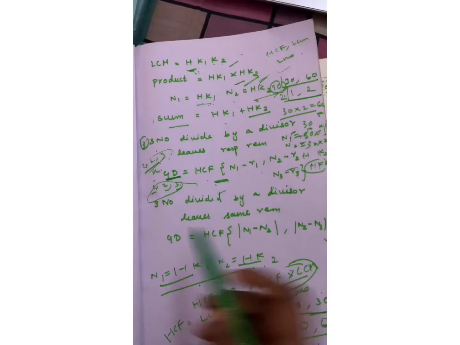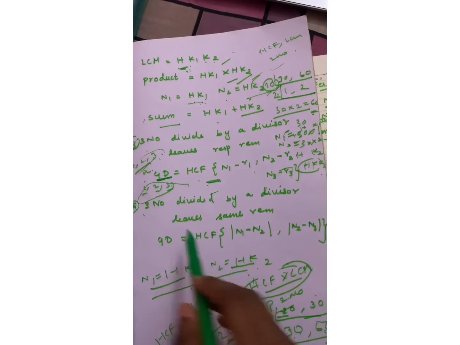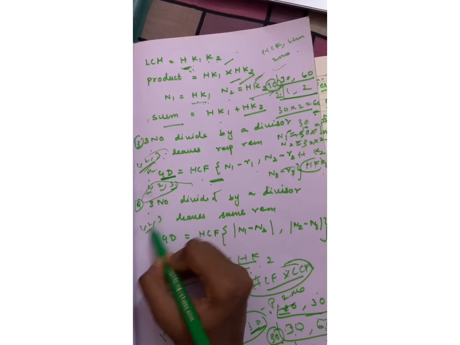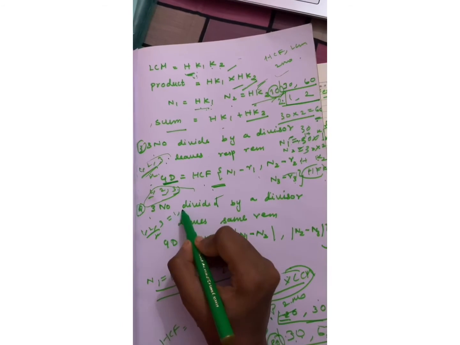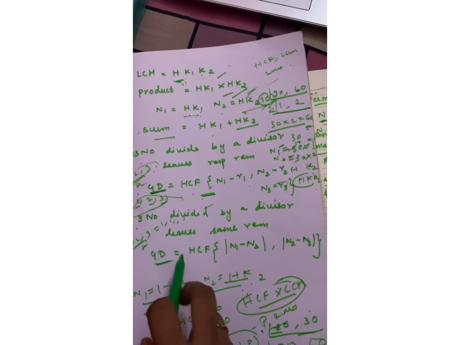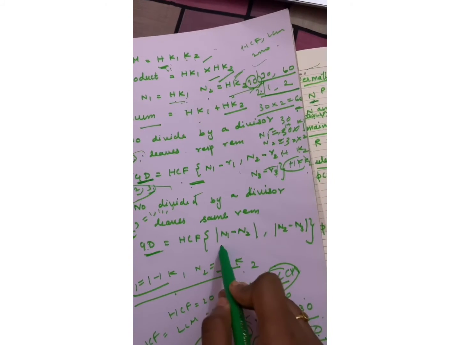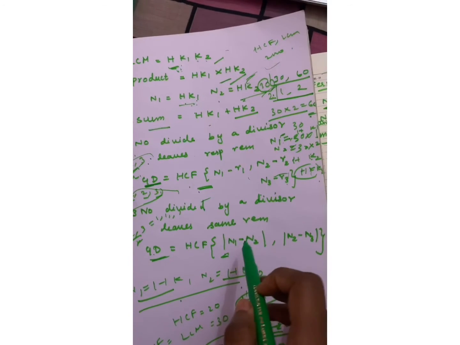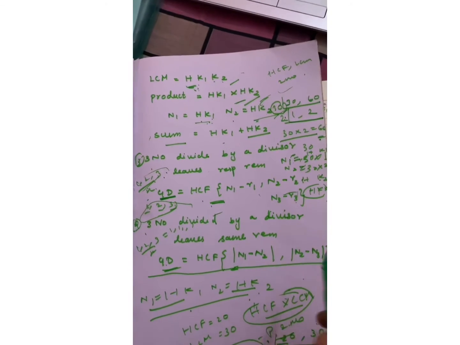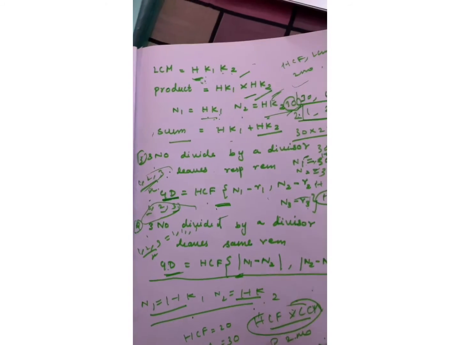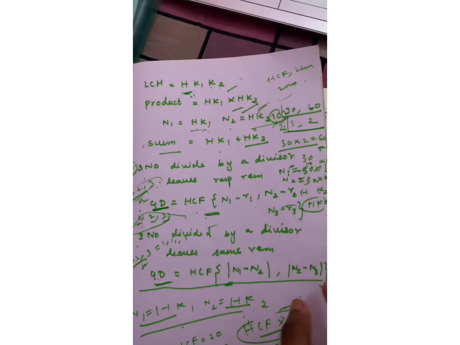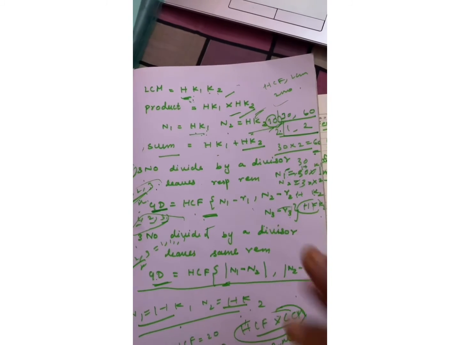Three numbers divided by a divisor leave the respective remainders, and you have to use this formula and you'll straight away get the answer. The next thing is similar to the one before. Three numbers divided by a divisor leave the same remainder. When three numbers are divided by a number and give the same remainder, that time you have to use this formula, which is greatest divisor is equal to HCF of the bracket. Here we use the modulus, like modulus N1 minus N2, comma, modulus N2 minus N3, and that's it with the numbers. And I will tell you how to find the remainder when they ask a question.